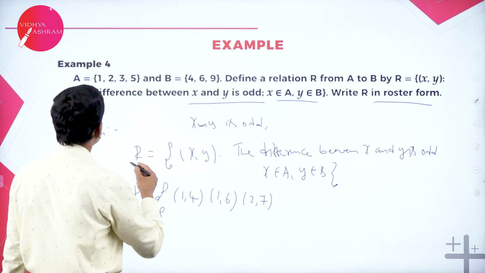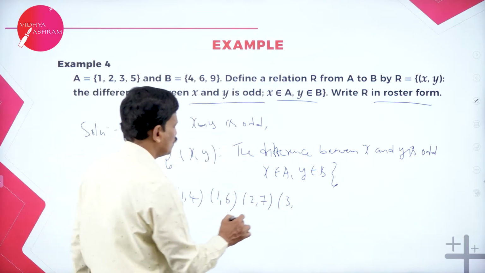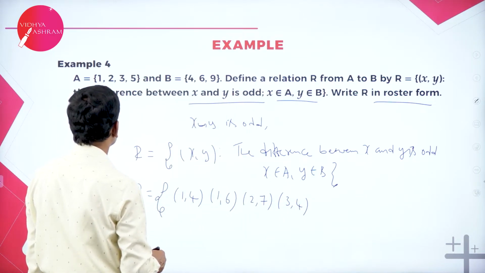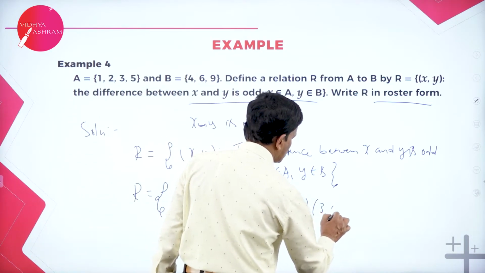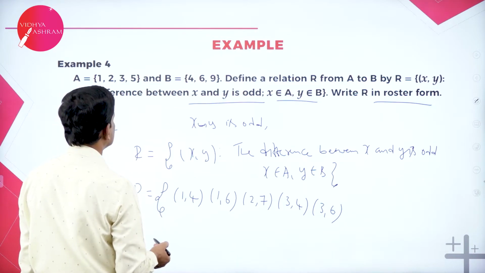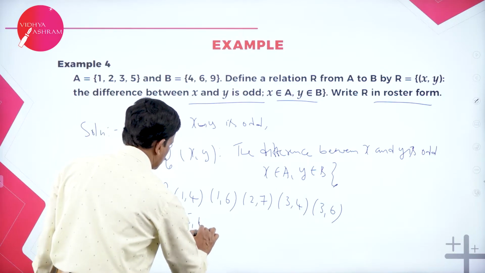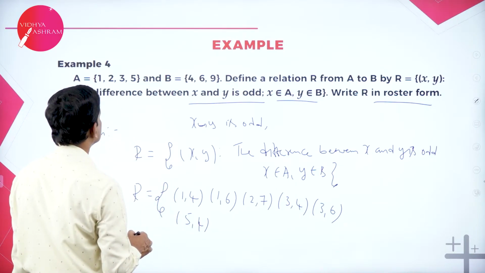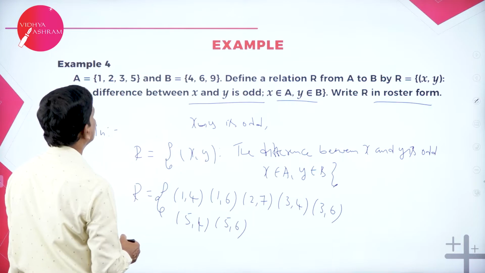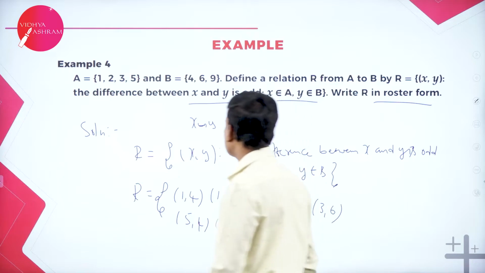Right. Next, come to the next element, 3. If I take 3, (3, 4), the difference is 1, an odd number. Then (3, 6). Again (3, 9), the difference is 6, that is not odd. Now come to 5. (5, 4), then (5, 6), the difference is also 1, then 5 and 9, 5 minus 9 is 4, that is not odd. Now let me explain.